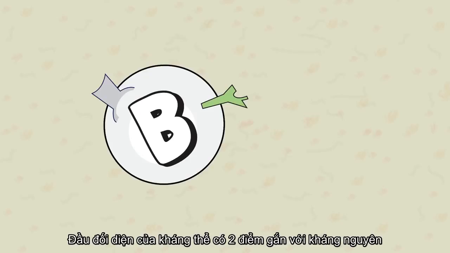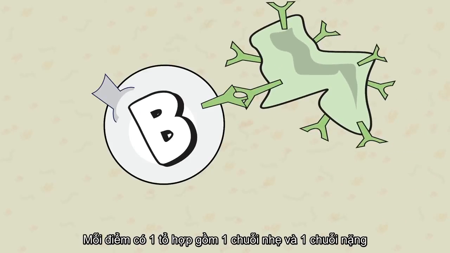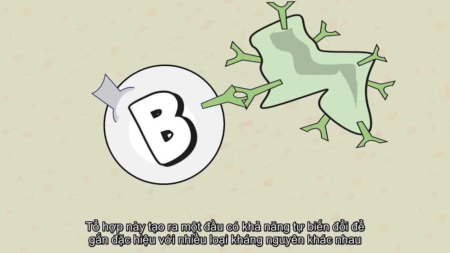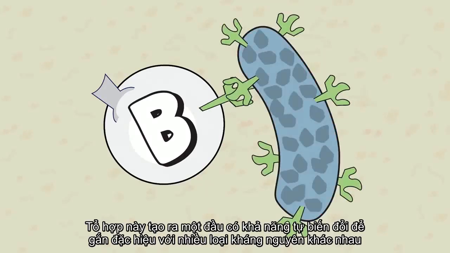On the opposite end of the antibody are two antigen binding sites, each with a light chain and a heavy chain combination. This combination of light and heavy chains forms highly variable tips that can adapt to specifically match a wide range of antigens.